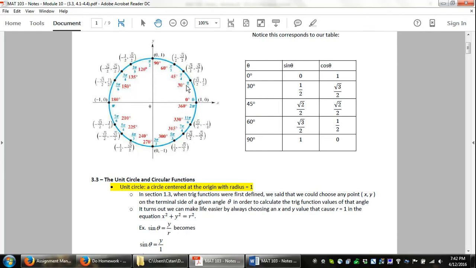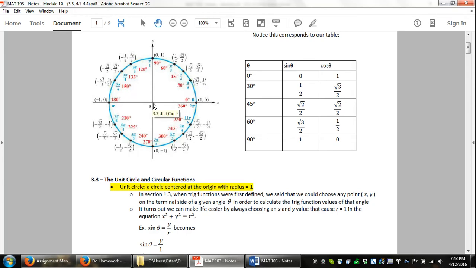So, for example, the angle of 30 degrees, the terminal side passes through the origin, and this one point I've got graphed, and we could choose any point along that terminal side there to plug into our definitions for our trig functions in order to calculate it. All the unit circle does is it says let's choose a point on our terminal side. Rather than just choosing some arbitrary point, let's choose one that's exactly 1 unit away from the origin.